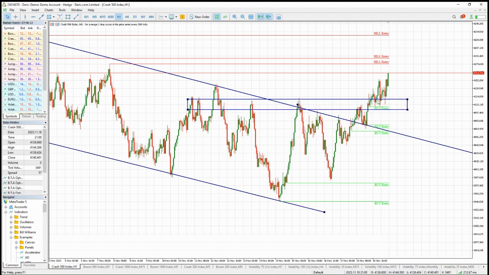So I can see that we've managed to break up above this resistance zone. So it probably has turned into a support zone. And you can see the price is pushing up, coming back to retest it, pushing back up. Probably it's going to come back and retest it and surpass that level.